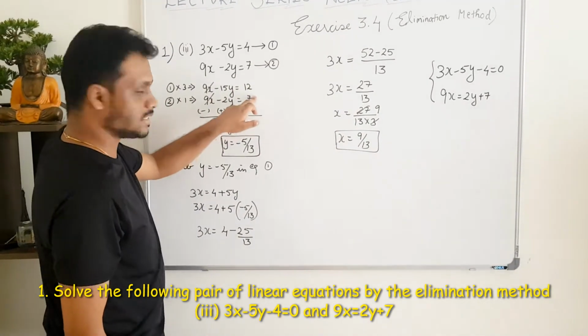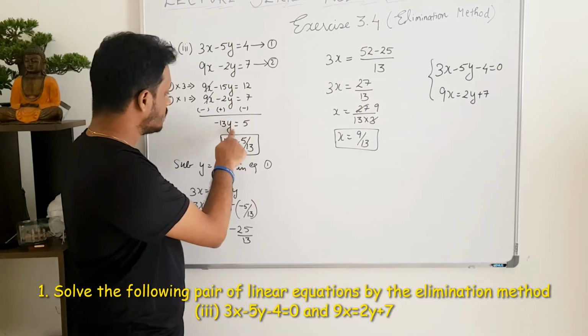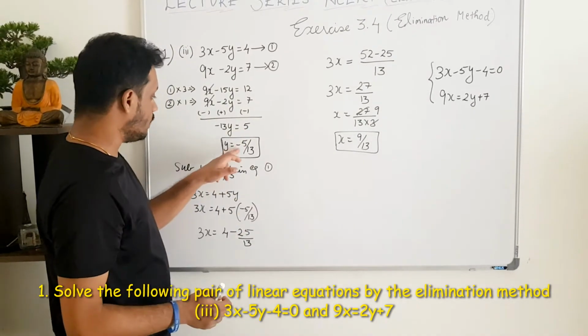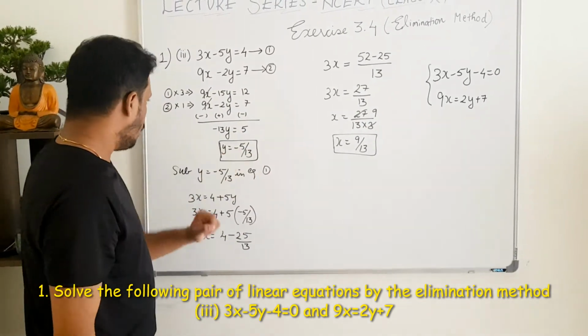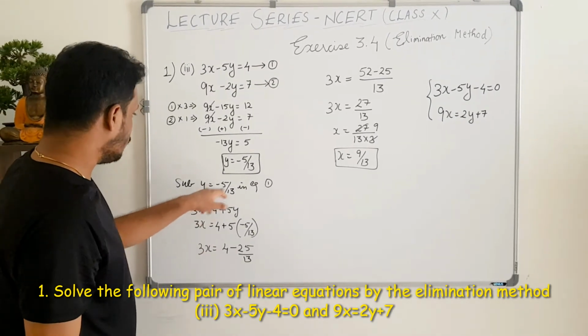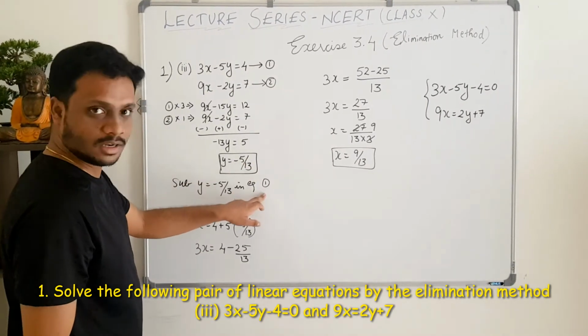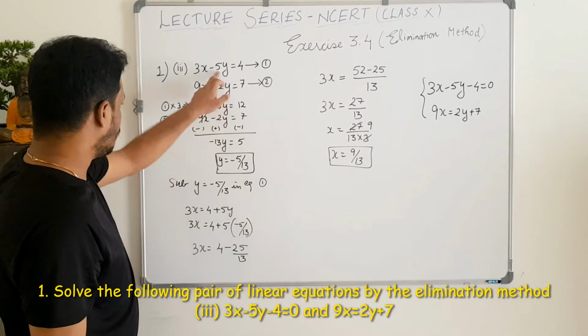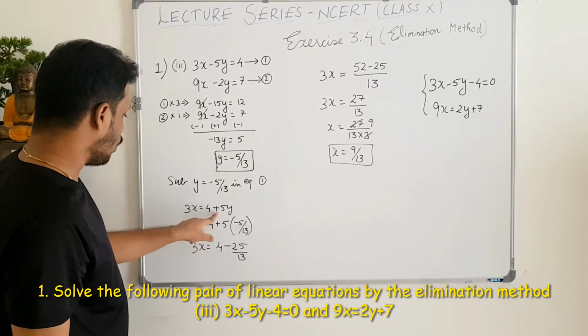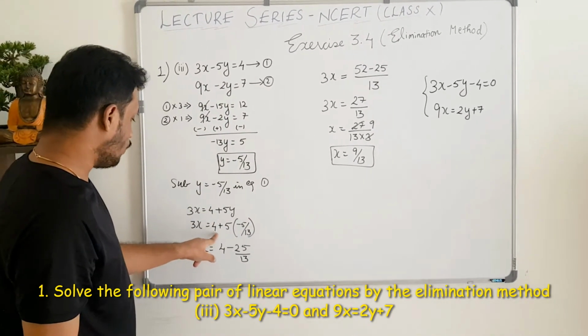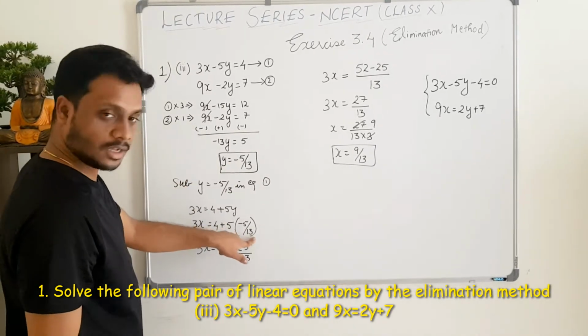Then 12 minus 7. So when I do this, I get minus 13y is equal to 5, or y would be minus 5 by 13. Now moving on to the next part, we substitute y is equal to minus 5 by 13 in equation 1. When I substitute this value in equation 1, I get 3x is equal to 4 plus 5y. So 3x would be 4 plus 5 times minus 5 by 13, which is there.